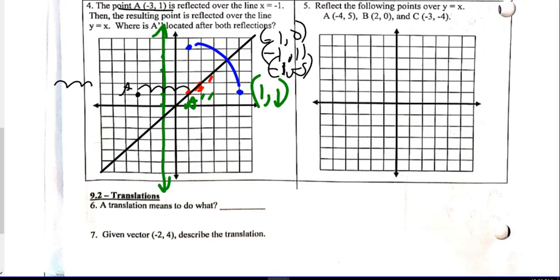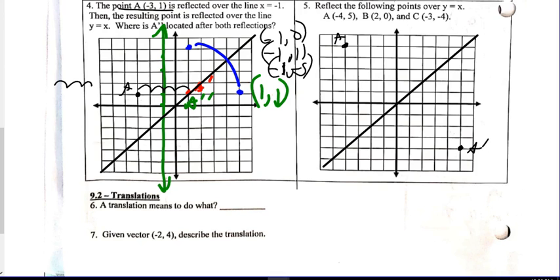Okay, reflect the following points over y equals x. So we're going to be on that special line right there, where basically x and y just switch places, no big deal. So negative 4, 5 is right here. And I'm just going to do the reflection right now. It's going to be 5, negative 4.